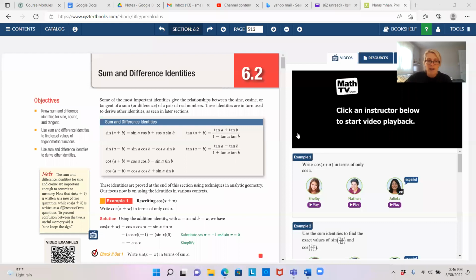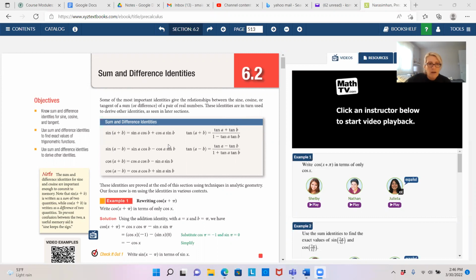Welcome back. We are going to look at our last lesson for test 3. And test 3 is going to be over chapter 5 and then 6.1 and 6.2. And 6.2 covers a few more identities surrounding the trig identities. These are dealing with the sum and difference identities.